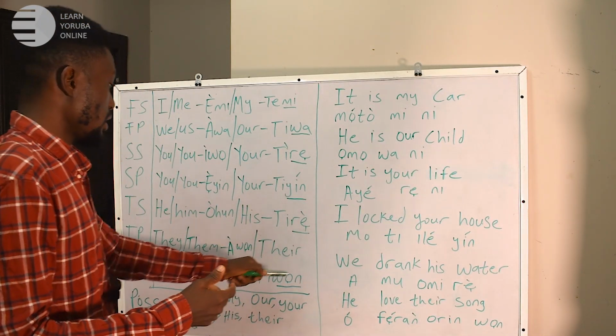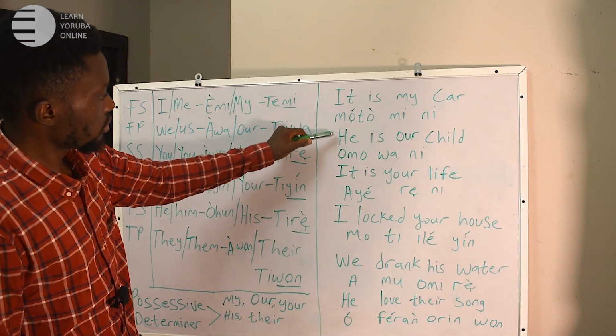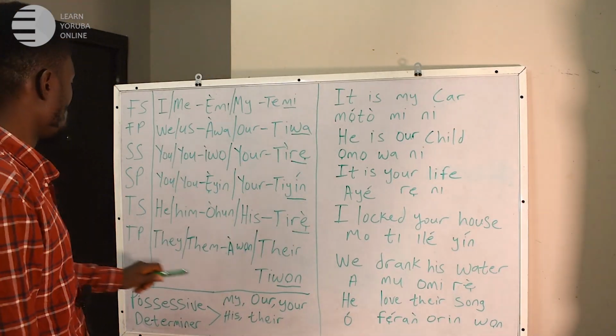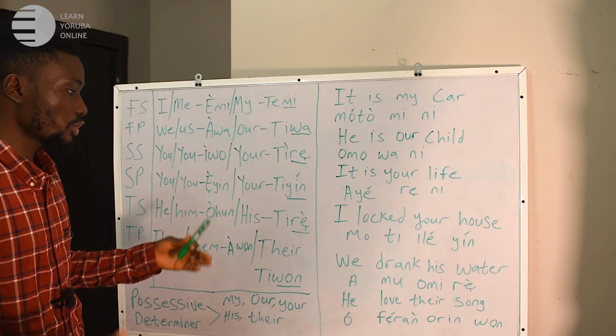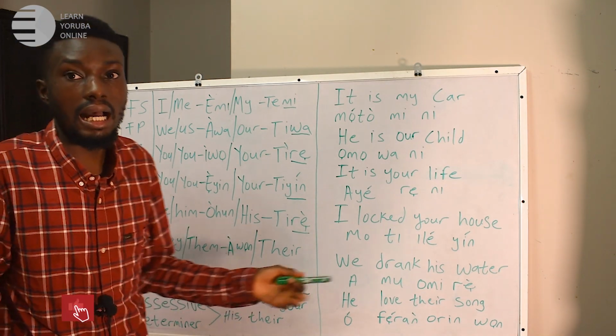And then we have the fifth one. He and him. And when you want to use it to show possession, it is or has.